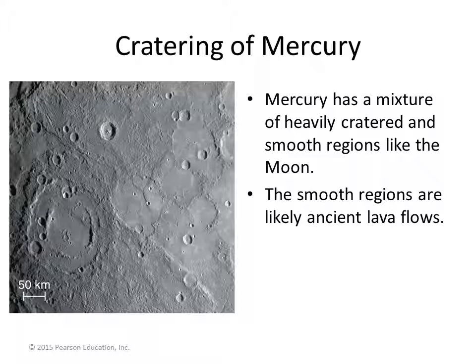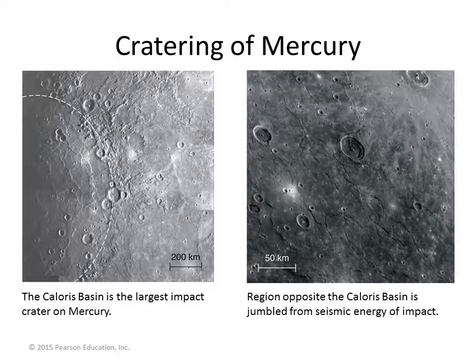You can see the picture on the left of Mercury, and what appears to be two rings, one inside the other, which could have been an impact crater, and it looks like something partially filled the crater. We still see the rim, but the majority of the crater bottom has been filled with what appears to be lava. This over on the left is the Caloris Basin, largest impact crater on Mercury. And the region opposite the Caloris Basin is jumbled from seismic energy of impact.